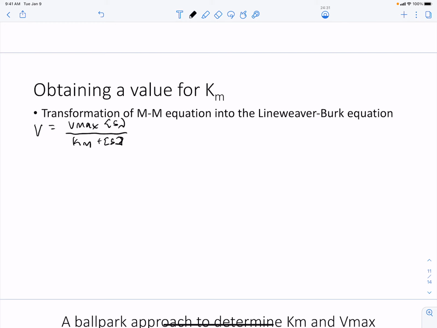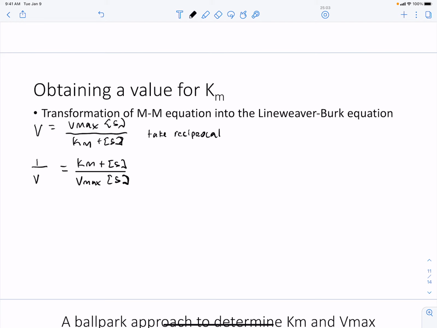So for the Lineweaver-Burk equation, you're taking the reciprocal. So you would have 1 over V, and this will be equal to the Km plus your substrate over your Vmax times your substrate. So you just flip it.